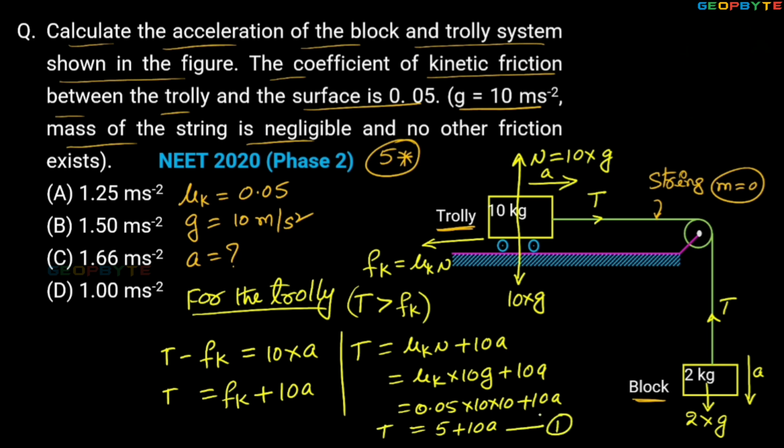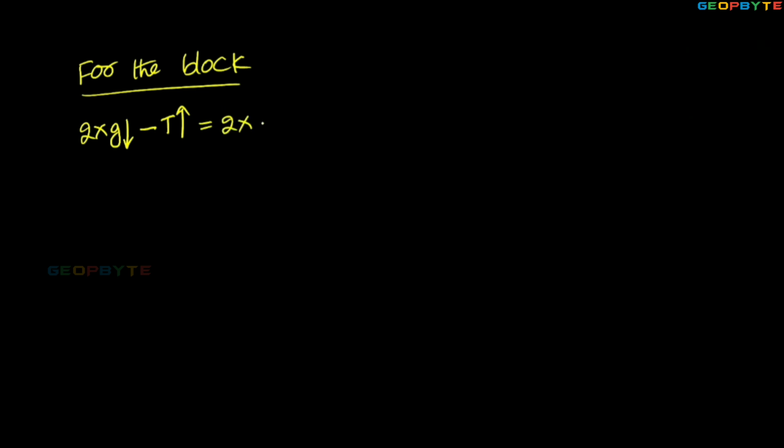Let this be relation number 1. Similarly, with respect to the block. For the block, 2 times the gravity constant is acting vertically downwards, minus tension acting upwards. It must be equal to the mass of the block, that is 2, into acceleration. So 2 into 10 minus T is equal to 2a. From this, T equal to 20 minus 2a. Let this be relation number 2.